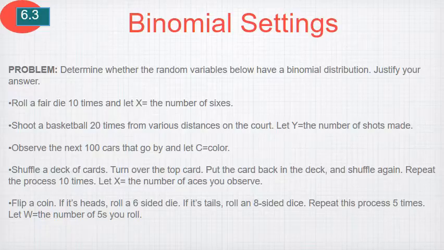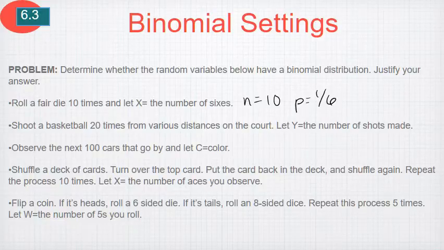Do we have a set number of trials? Yes, we said we were going to roll it 10 times, so we're good there. Success, yes, the probability of success is always 1/6. So this is a binomial setting, woohoo! X is the binomial, the n would be 10, and the p would be 1/6. So that's just to show you for that specific one, n equals 10 and p equals 1/6.